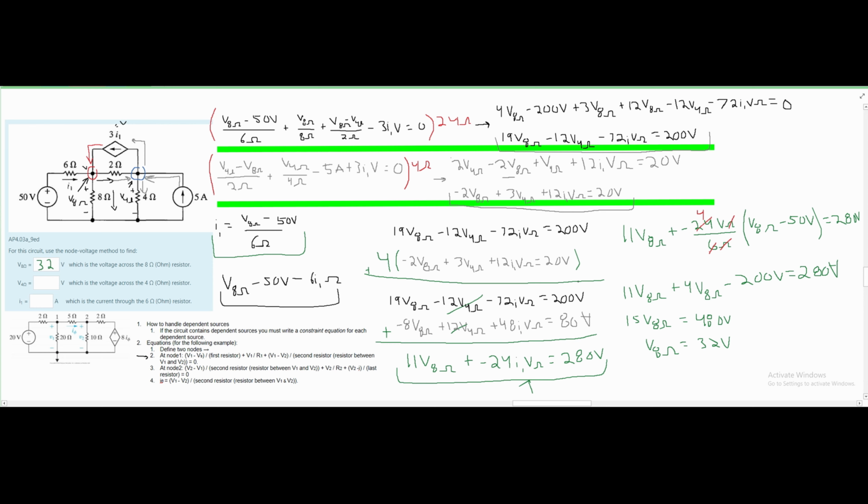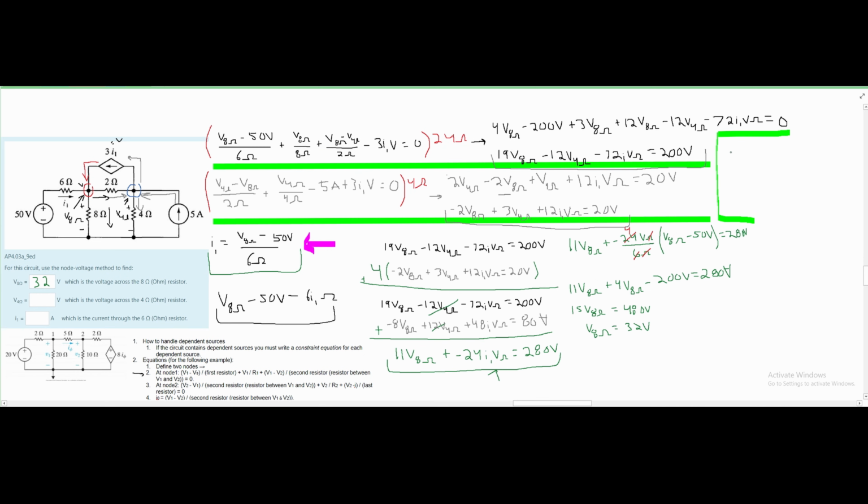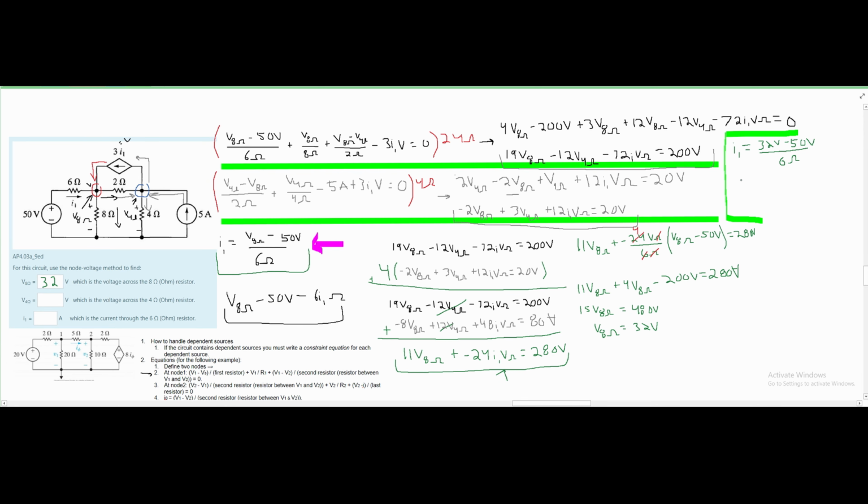Now that we have this, we could just plug into things that we know. I'm going to plug into this equation right here because all it's missing is the V8 ohms, and we just found that. And I'm going to do this up here where I have our I1, setting this equal to our 32 volts up top minus the 50 volts. And this is going to be over our 6 ohms. We know voltage over ohms is amps. So all we have to do is subtract these two. However, I did make this mistake. If we do this, we're going to get that I1 is equal to a negative 3 amps.